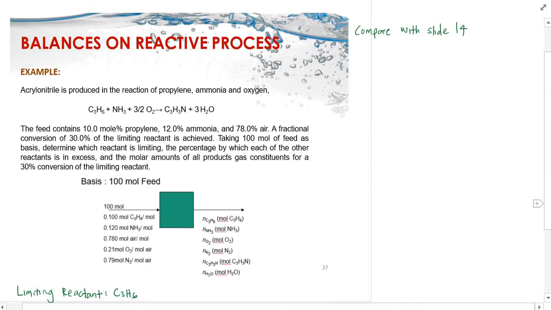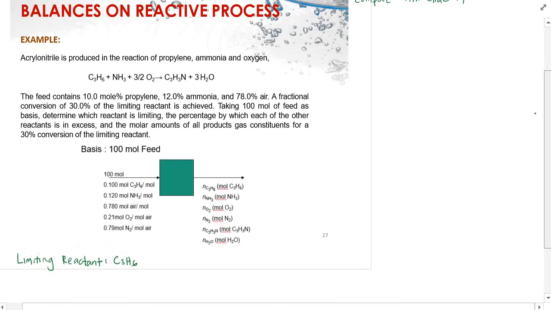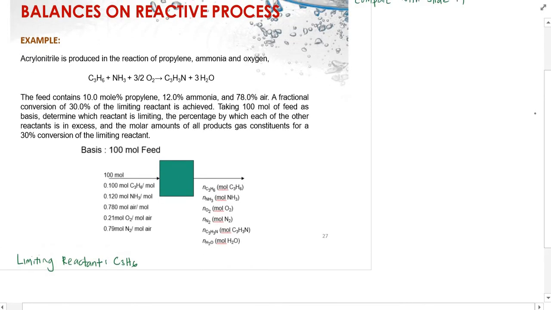Okay, now let's look at this example. We have also done this example in slide 14 without the extent of reaction. Now I want to show you how to solve this problem using the extent of reaction. Acetonitrile is produced in the reaction of propylene, ammonia and oxygen, and they give you the chemical equations here.